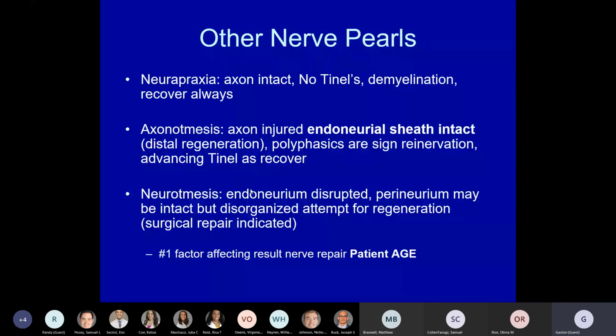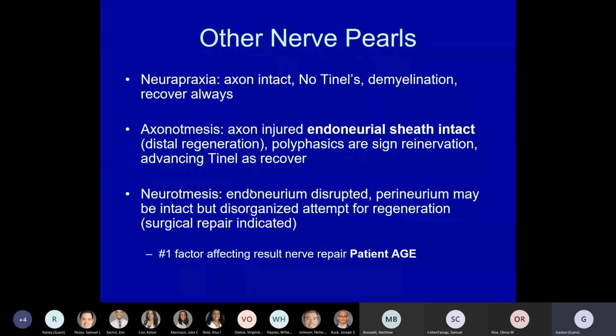It's a demyelination only, and it will always recover. Versus grade 2, which is an axonotmesis, now you've got damage to those axons and the endoneurial sheath is still intact. So the axons can still have the capability of recovering. These will have an advancing Tinel's as they recover, and again on EMG you'll see polyphasics.